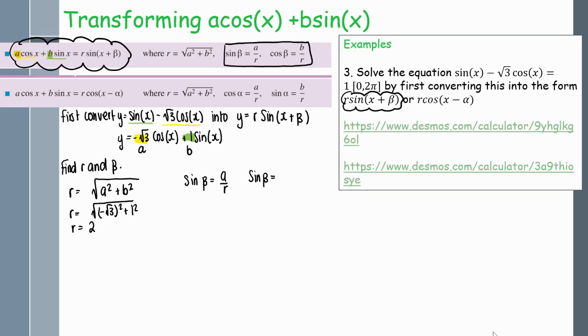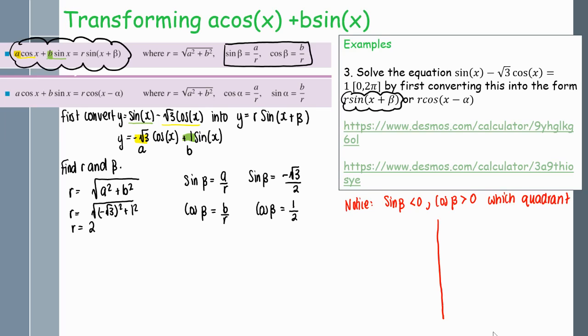Sine beta equals a over r. Our a is minus root 3, and our r is 2. Cos beta I also need to find. That is b over r. B is 1, and again r is 2. I'm going to use the sine beta and the cos beta that I have to figure out what beta is. So sine beta is a negative root 3 over 2. Cos beta is positive. Which quadrant is beta in? Is it acute, obtuse, or reflex, etc.?